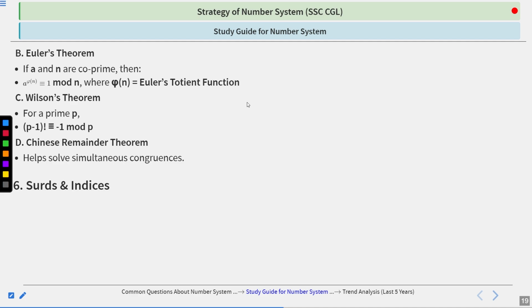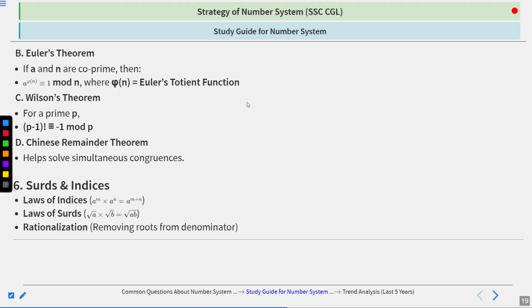Now next one is surds and indices. So we need to learn the law of indices. For example, a to the power m into a to the power n, we can write as a to the power m plus n. Law of surds: under root a into under root b, we can also write as under root ab. Rationalization: removing roots from the denominator is called rationalization of numbers.